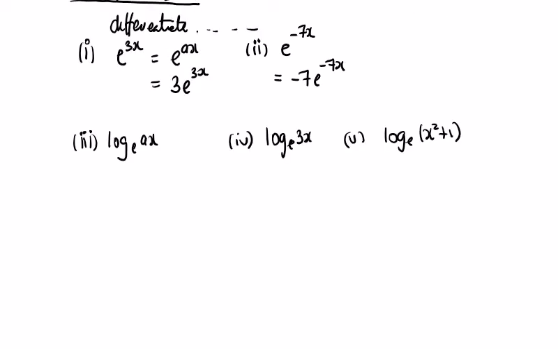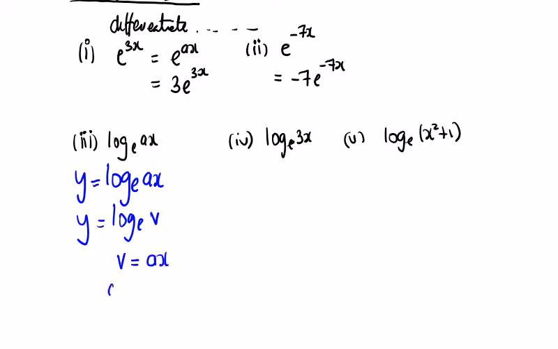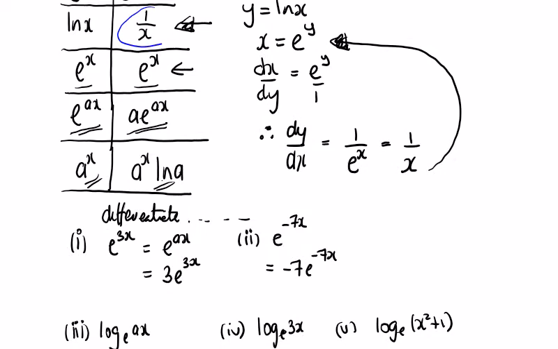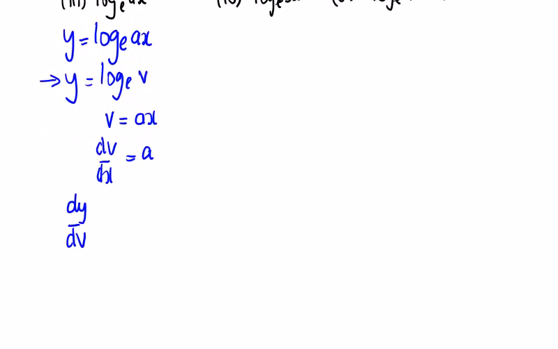So we apply the chain rule to this first one here. We could say y is equal to log to the base e of ax. So y is equal to log to the base e of v, where v is equal to ax. So straight away we can get dv/dx is equal to a, the coefficient of x. Then dy/dv, if y is equal to log to the base e of v, from up above, is going to go to 1 over v.